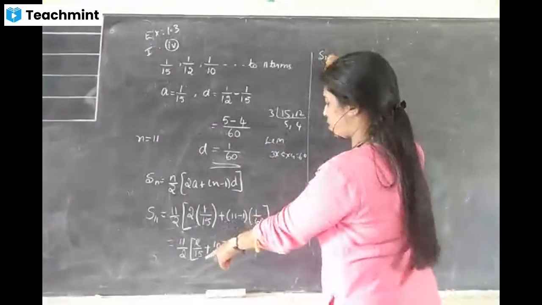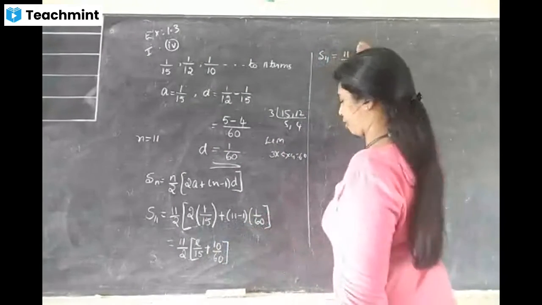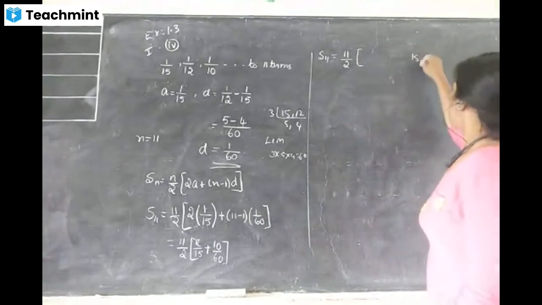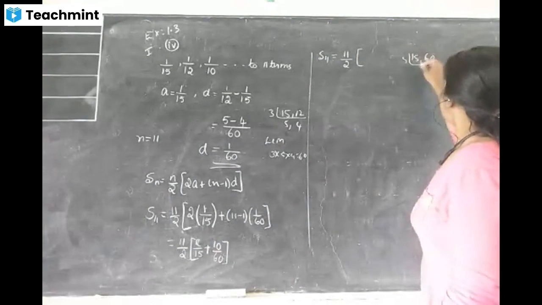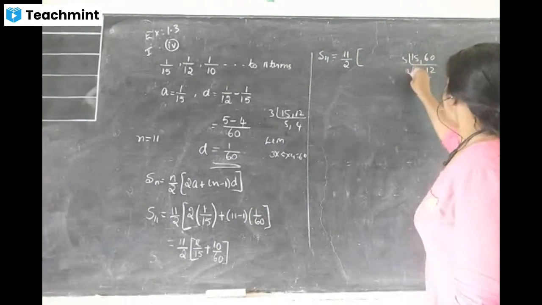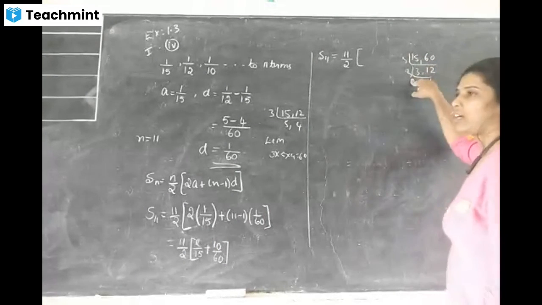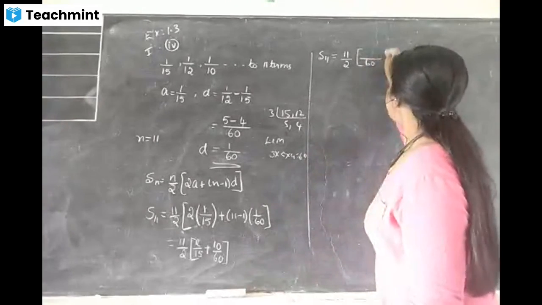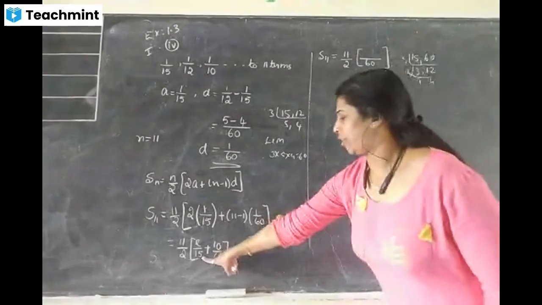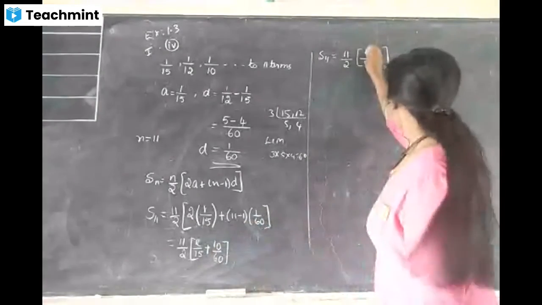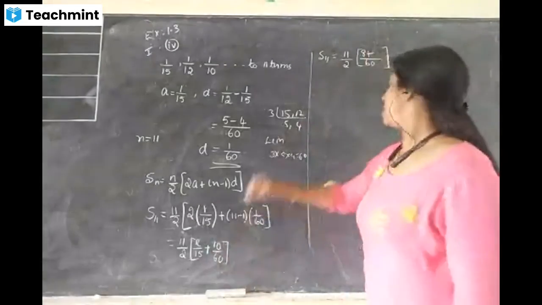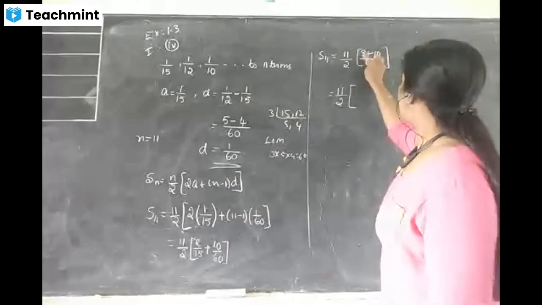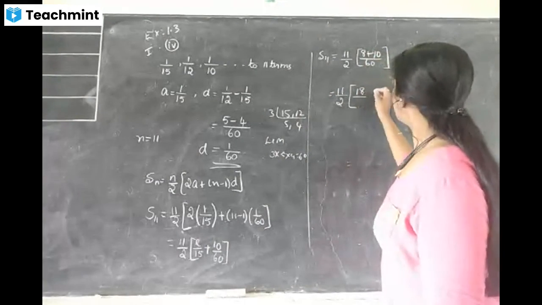Now S11 is equal to 11 by 2. LCM you have to take of 15 and 60. LCM will be 60. If you want to check: 15 fours are 60. Okay. LCM becomes 60 here. 15 fours are 60, 2 fours are 8, plus 60 ones are 10, 10 ones are 10. So 11 by 2 into 18 divided by 60.